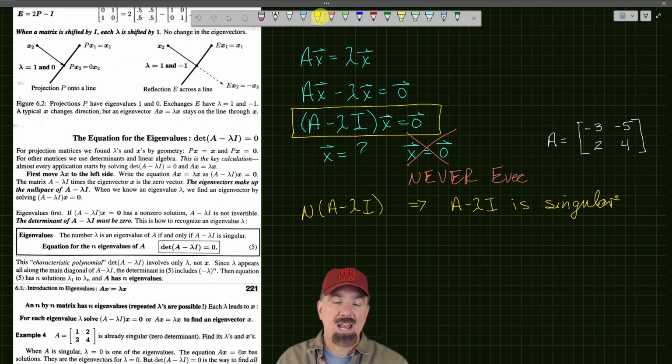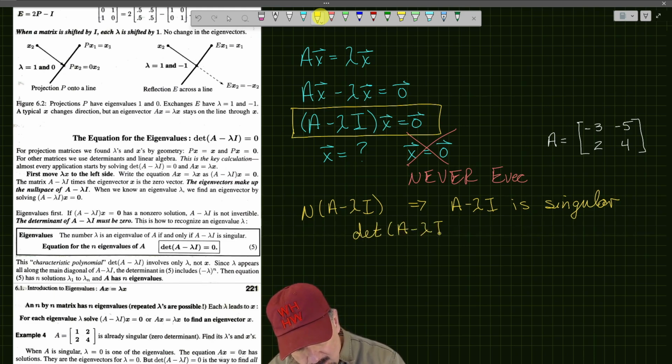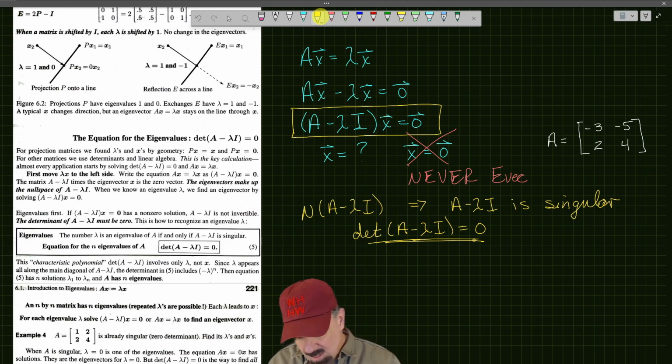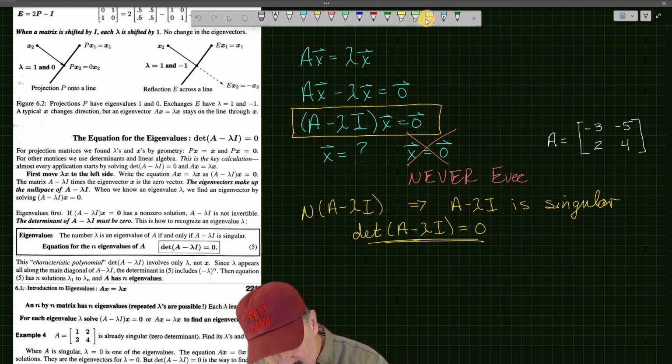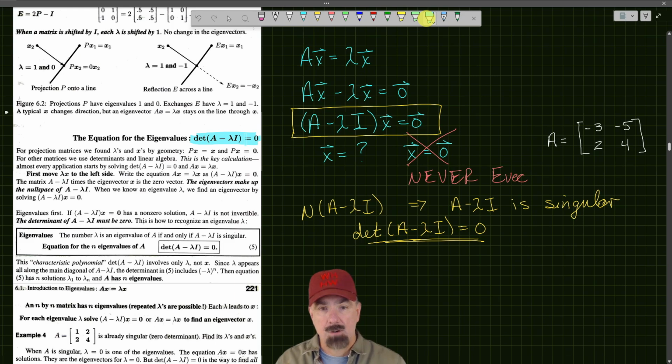What's true when A minus lambda I is singular? The determinant of A minus lambda I must be equal to 0. That's one of the properties when A is a singular matrix. In this case, of course, it's A minus lambda I. We're looking at the whole matrix that results from A minus lambda I. And that's where he comes up with this equation. We want the determinant of A minus lambda I to be equal to 0.